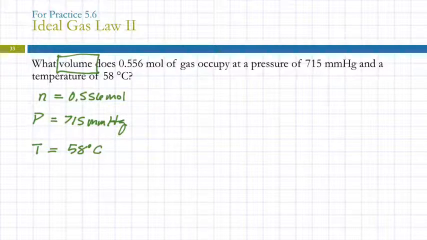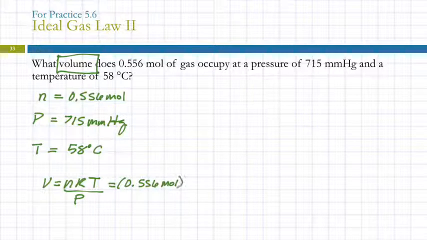So I take PV equals nRT, and I'm going to divide both sides by P. So the P's cancel out. And just to save some time, I'm just going to erase them. And then I can put my numbers in. n is 0.556 moles. R is 0.08206 liter atmospheres over mole kelvins.